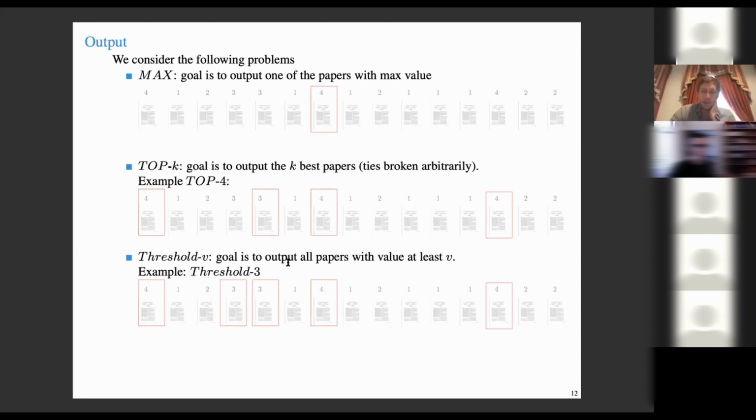So in this case, we want to look for threshold 3. So all papers with a value of at least 3. So in the output, you have to output everything with 3, everything with 4, and nothing with 2 or 1. Okay, so these are the problems we're going to look at.